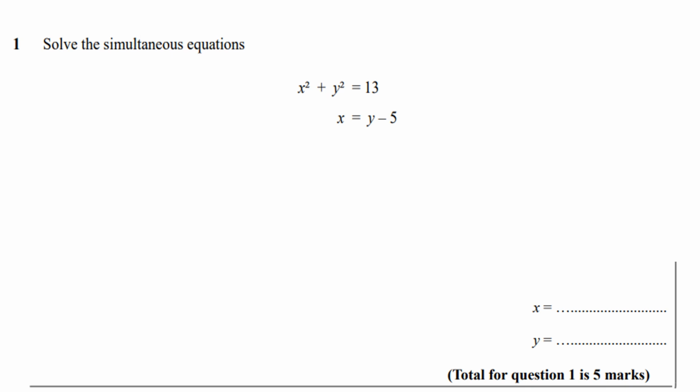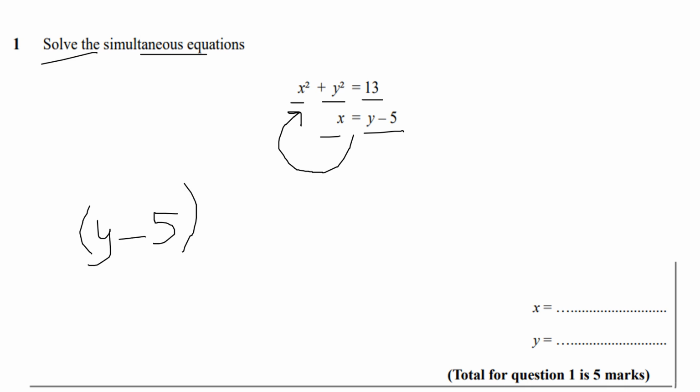Okay, let's go. So we are asked to solve the simultaneous equations x squared plus y squared equals 13 and x equals y minus 5. So step 1 is I'm going to substitute this equation into here. So I'm going to replace x with y minus 5. Okay, so I'm going to have y minus 5 all squared plus y squared. And then I'm going to subtract the 13 because I know I'm going to have a quadratic, and I have to make it equal to 0.